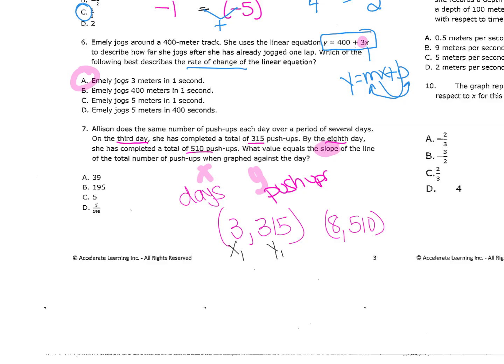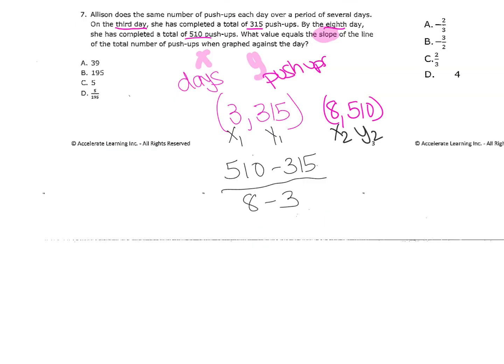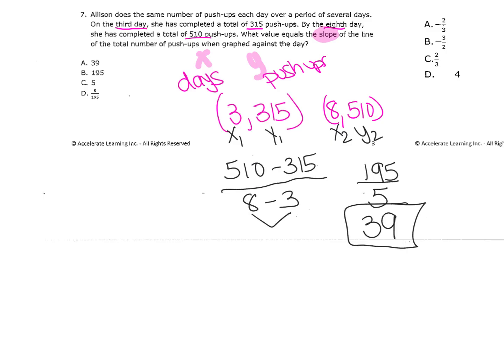I'm going to label them and then plug them in. So I have 510 minus 315 over 8 minus 3. So let's see, I'll do the math. 510 minus 315 is 195. 8 minus 3 is 5. And then I'm going to simplify. 195 divided by 5 is 39. So that is the slope, or that's the rate that she's doing push-ups. So she's doing 39 push-ups each day. Good for you, Allison. Keep it up.